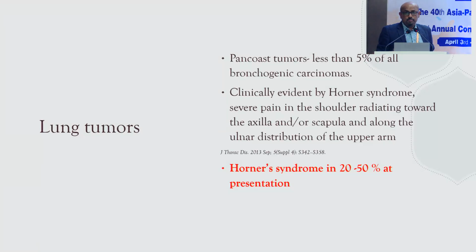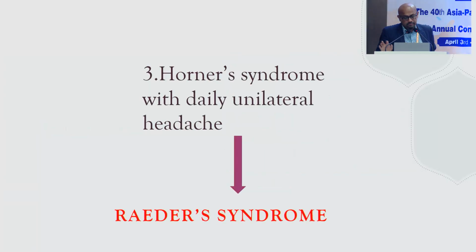Again, 20 to 50% of the patients of Pancoast tumor would have Horner syndrome on presentation. So in other words, a lot of these patients probably would go through us, maybe right in the beginning. And the third scenario of Horner syndrome would be daily unilateral headache. There probably you're dealing with trigeminal neuralgia.